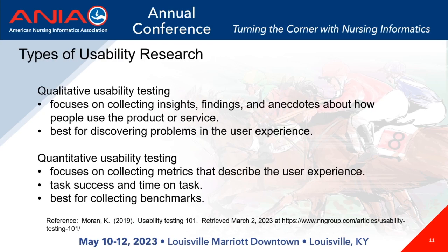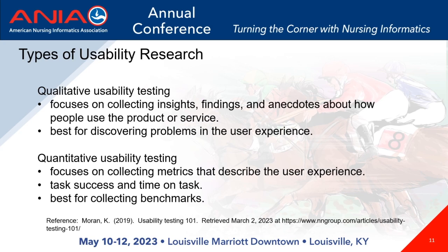There are two types of usability research: qualitative usability testing and quantitative usability testing. Qualitative usability testing focuses on collecting insights, findings, and anecdotes about how people use the product or service. Perhaps you sat through a focus group. Qualitative usability testing is best for discovering problems in the user experience. This form of usability testing is more common than quantitative usability testing.